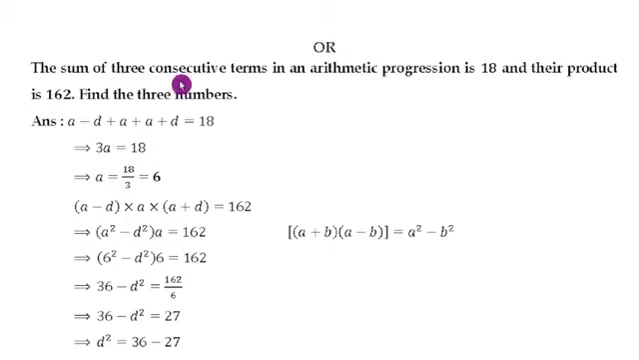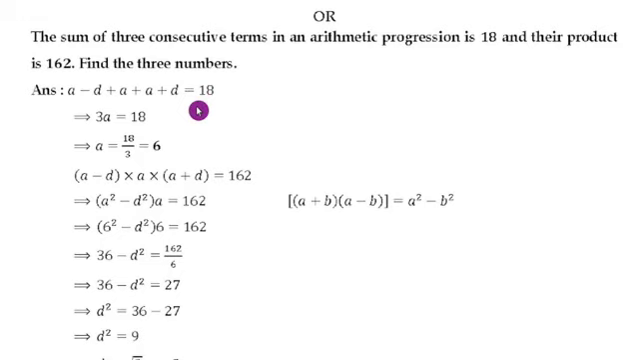So in this question option is there. The sum of 3 consecutive terms in an arithmetic progression is 18 and their product is 162. Find the 3 numbers. So in this question they have given 3 consecutive terms is 18 and the product is 162. So find the 3 terms, we have to find out A and D, then you can find out the arithmetic progression.